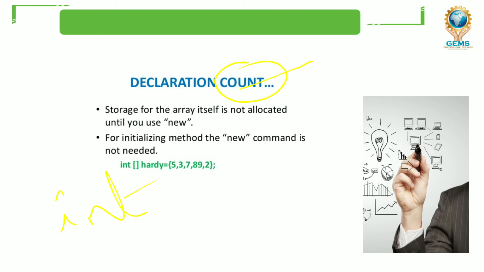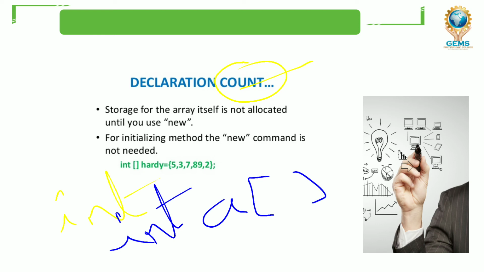Look here. First, what do you have to follow? First, we have to mention the int. Int means data type. After that, the array name. What is the array name? Just imagine A is the array name. Then the size of the array, we have to open the bracket. This is the bracket.